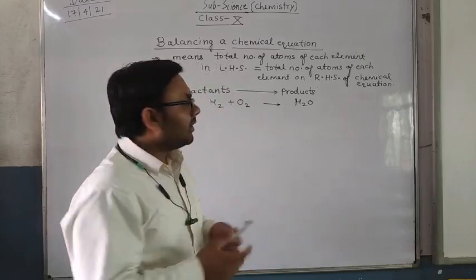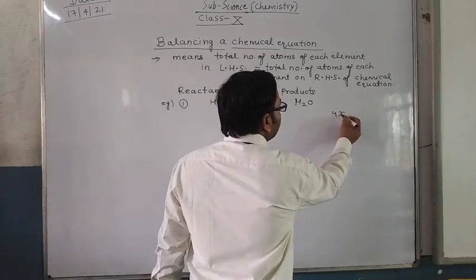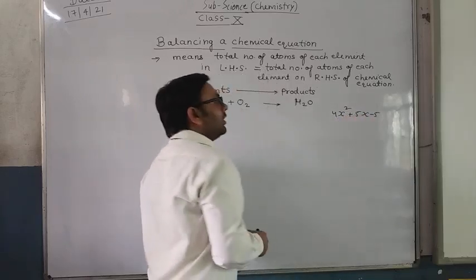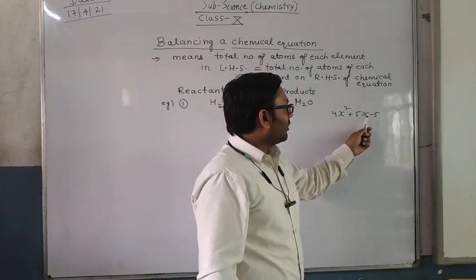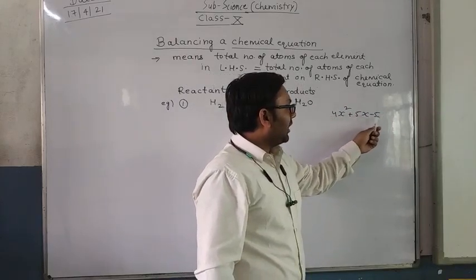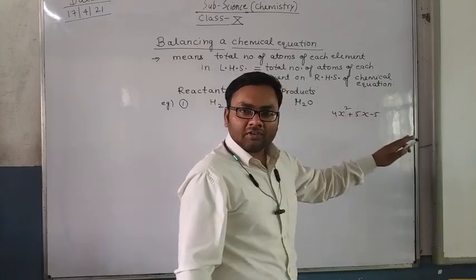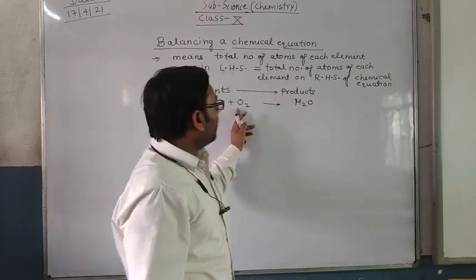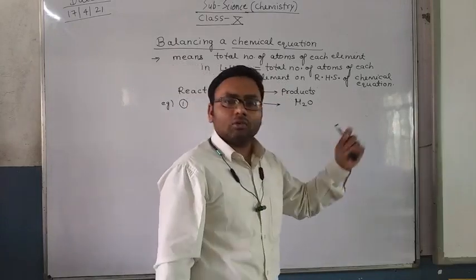Stoichiometric coefficient means, as you have studied in your math, the equation 4x² + 5x − 5. So you know what is the coefficient of x²? That is 4. What is the coefficient of x? That is 5, and this is the constant term. In the same way, these 4, 5 are called the coefficients. So like this only, we have to put some coefficients before the elements where it is required.